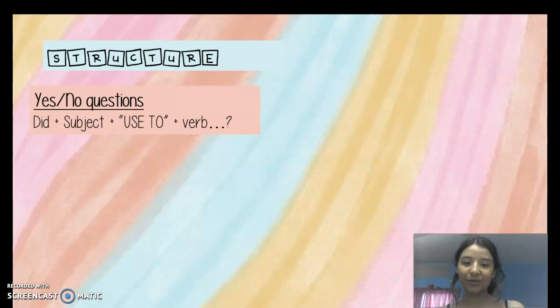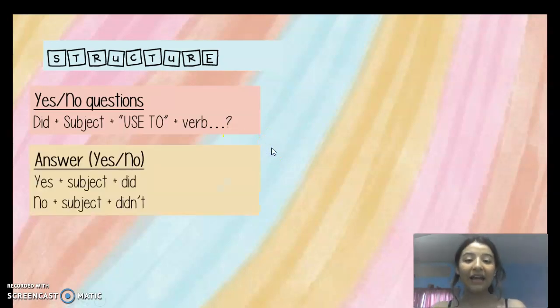Yes/no questions or simple questions. We use this to ask someone about the things that this person used to do in the past. The structure is did plus subject plus used to plus verb and the complement. We can answer these questions with these structures: yes plus subject plus did, or no plus subject plus didn't.